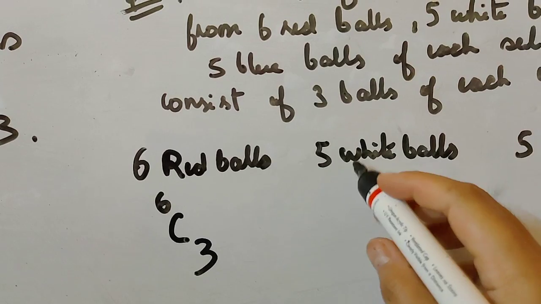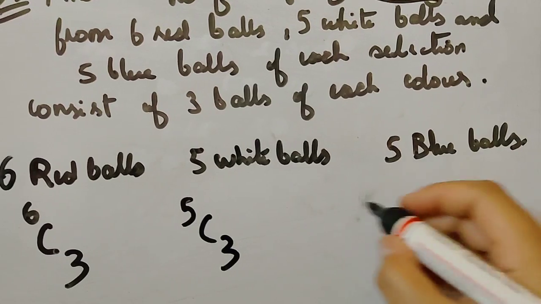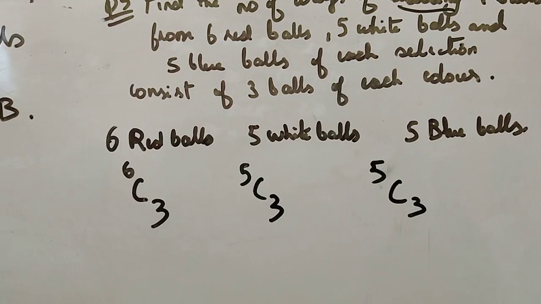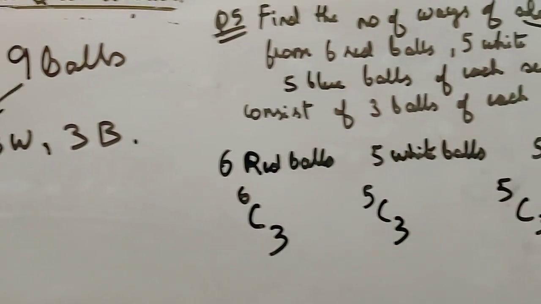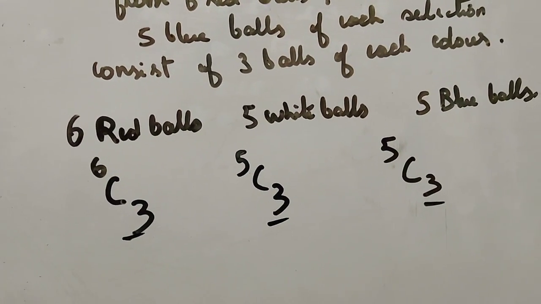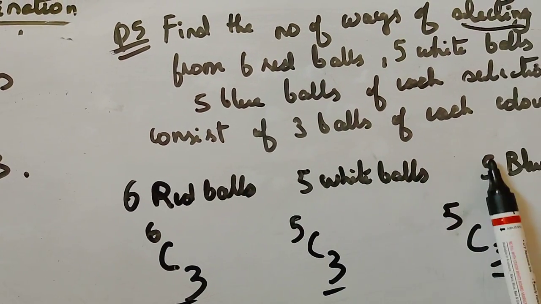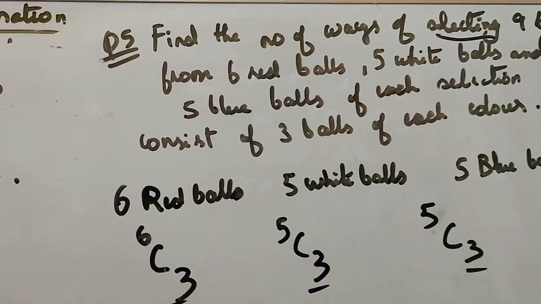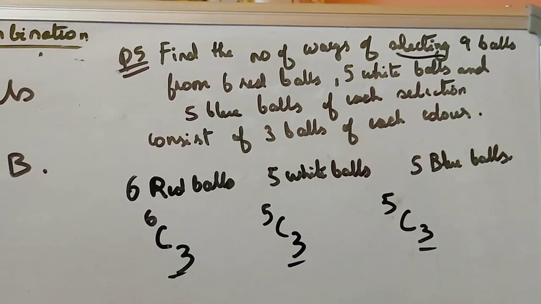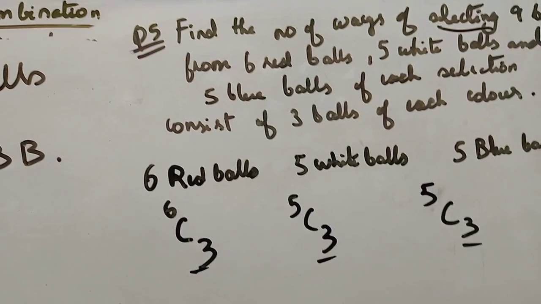For white balls, here also I have to select 3, so 5C3. For blue balls also 5C3, because 3 of each color. So now you see the total is 9, 3 plus 3 plus 3, which will give us 9. And the total number of balls, 6, 5 and 5, when you add all of them, you will get 16. So it's fulfilling.